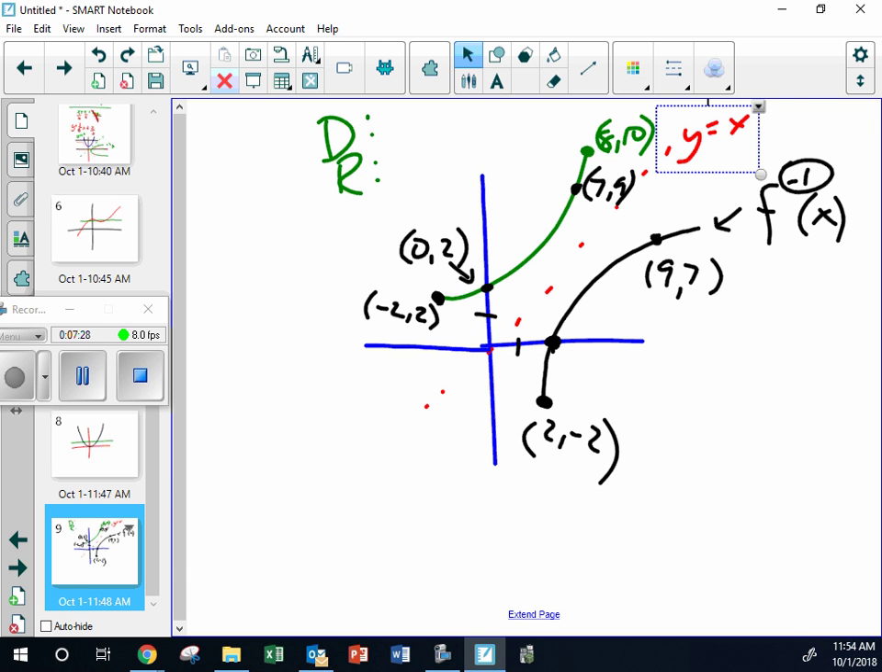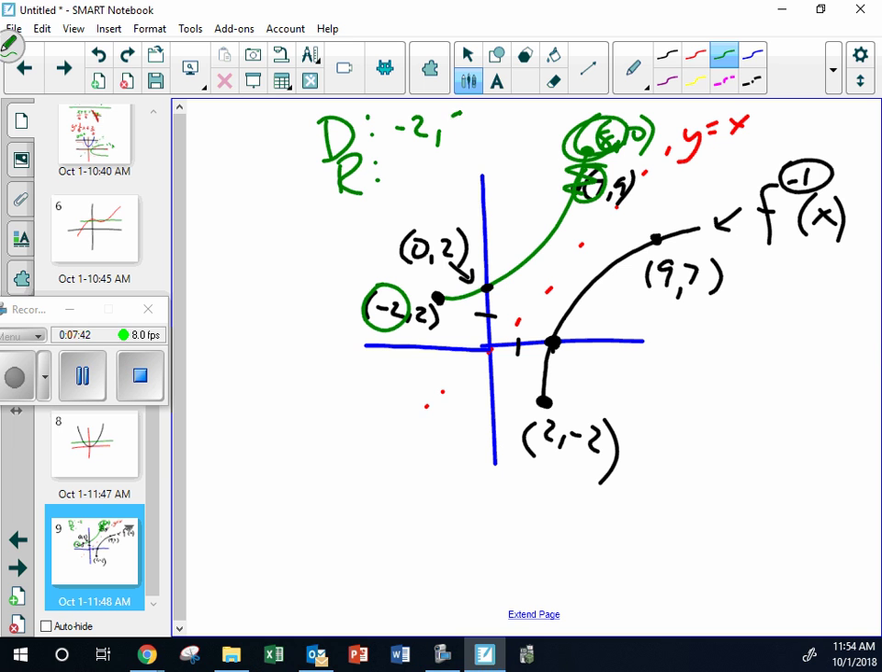Now, what's the domain of the green one? Domain is about the x's, right? Did you say -2 to 7? Raise your hand if you said that. Uh-oh, what did I do? What am I doing wrong? Oh, to 8. Sorry. That's not the endpoint. This is the endpoint right here. -2 to 8. How many of you said that?